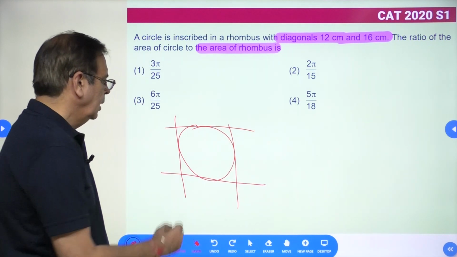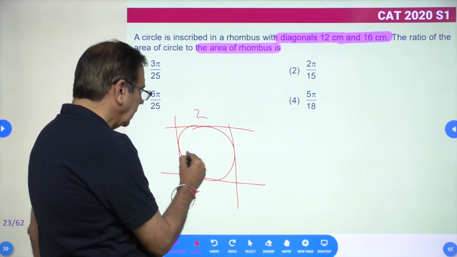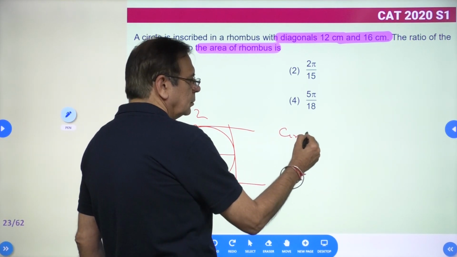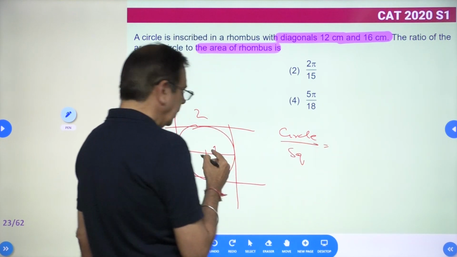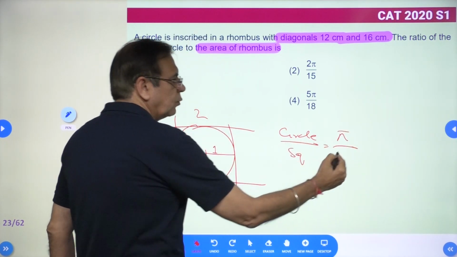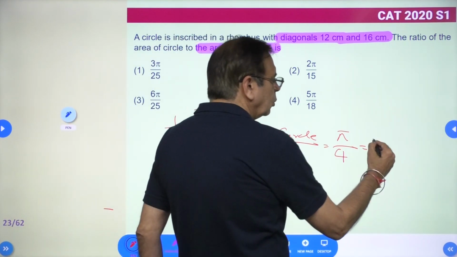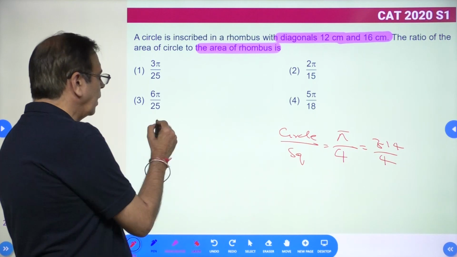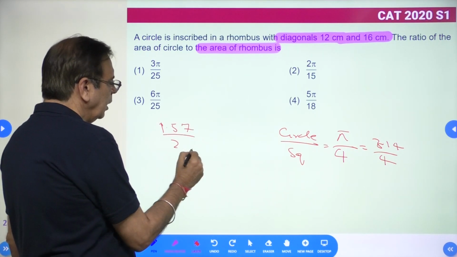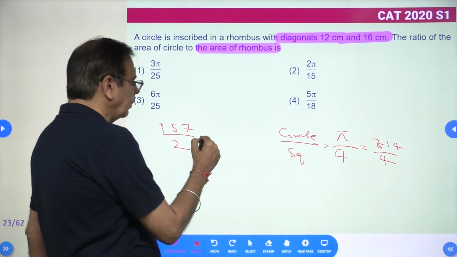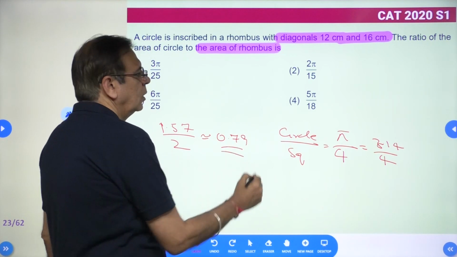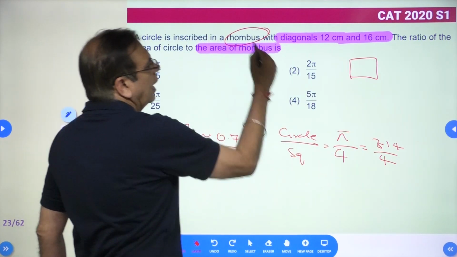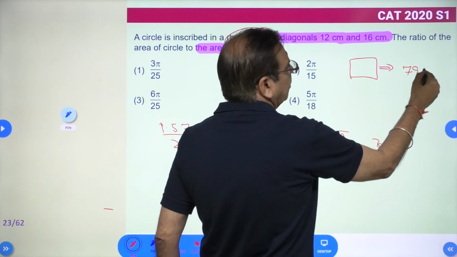Now, if the side of the square is 2 centimeter, can I say the radius of the circle will be 1 centimeter? So, what is the ratio of area of the circle to the square? Area of circle will be pi r square, which is pi. Area of square is 4, so pi by 4. Pi is equal to 3.14. So what is 3.14 by 4? 3.14 by 2 will be 1.57, so 3.14 by 4 is 1.57 by 2. This is approximately 0.79. So if instead of a rhombus I had a square, my answer would have been about 79%, approximately.